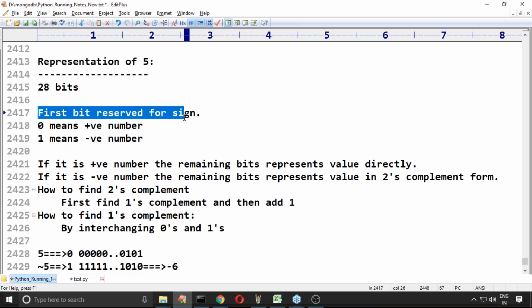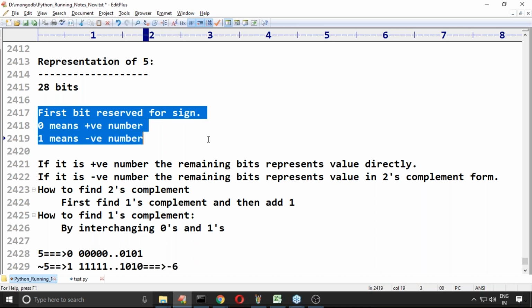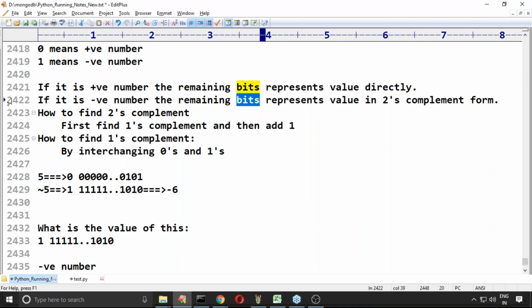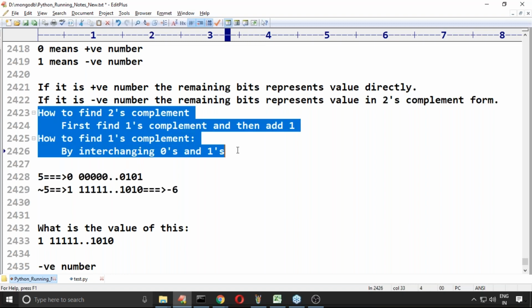So the first bit is reserved for sign. 0 means positive number, 1 means negative number. If it is a positive number, then the remaining bits represent the value directly. If it is a negative number, then the remaining bits represent the value in 2's complement form. How to find 2's complement?